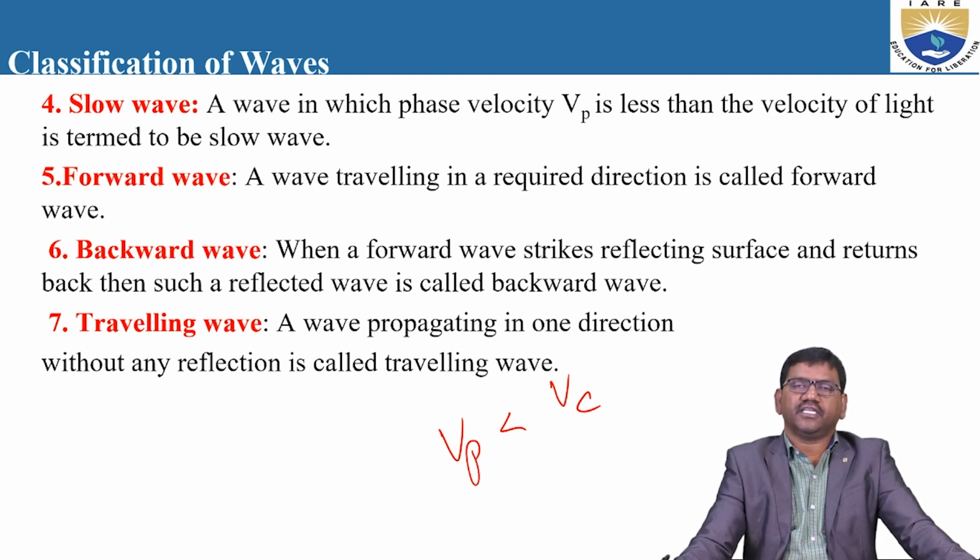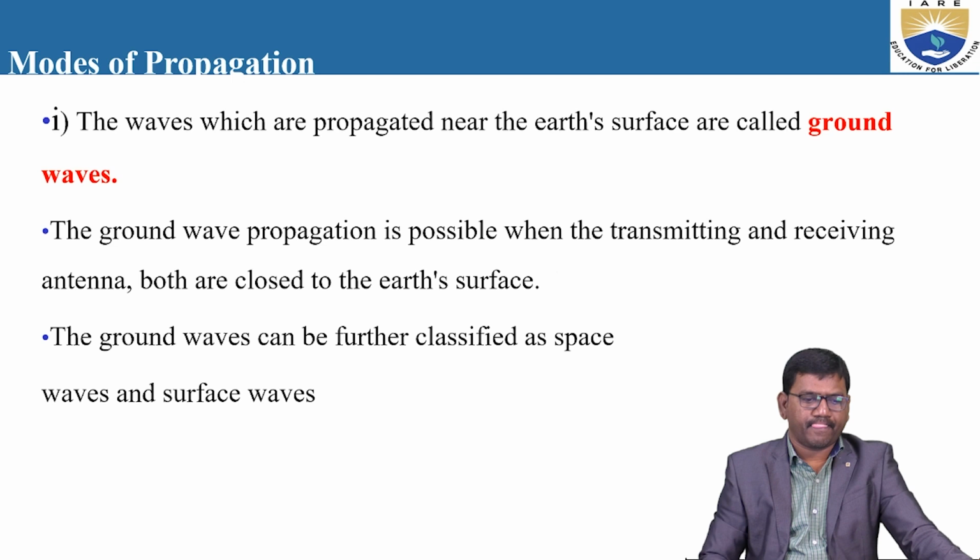Forward wave. A wave that is traveling in the required direction is known as a forward wave. Backward wave. When a forward wave strikes a reflecting surface and returns back, such a reflected wave is called a backward wave. Traveling wave. A wave propagating in one direction without any reflection is known as a traveling wave.